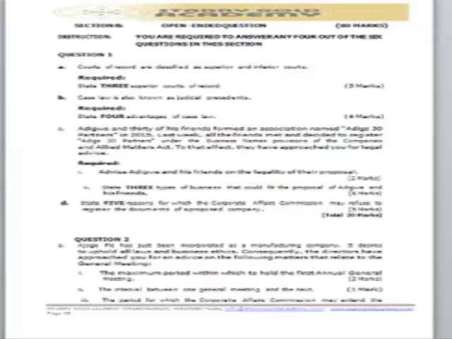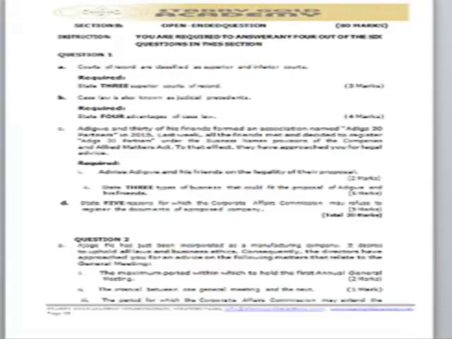Let us look at C aspect. Adigwe and 30 of his friends form an association named Adigwe 30 Partners in 2015. Last week, all the friends met and decided to register Adigwe 30 Partners under the business name provision of the Companies and Allied Matters Act. To that effect, they have approached you for legal advice. Advise Adigwe and his friends on the legality of their proposal.